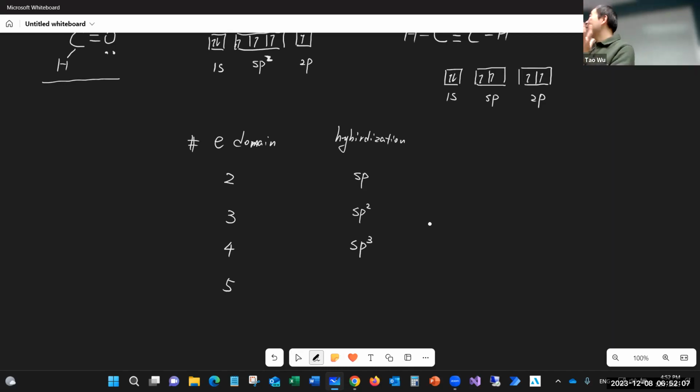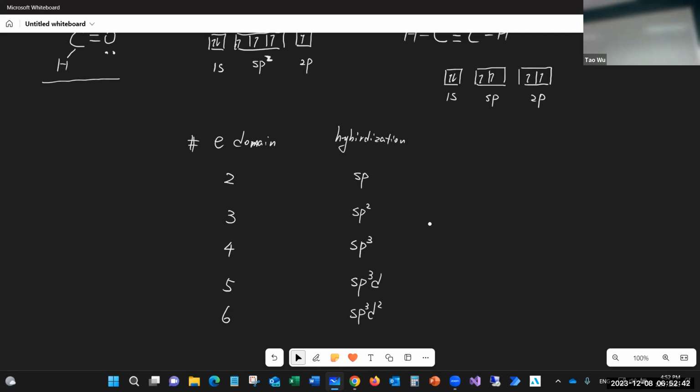Then we're going to hybridize the d orbital for the 5 electron domain. How many d are we going to combine? Just 1. So that's an sp3d hybridization. It makes sense, right? If we have a 6 electron domain, which is the maximum, then that's going to be sp3d2 hybridization. I hope in this way you can remember this easily. You just know where this hybridization comes from.